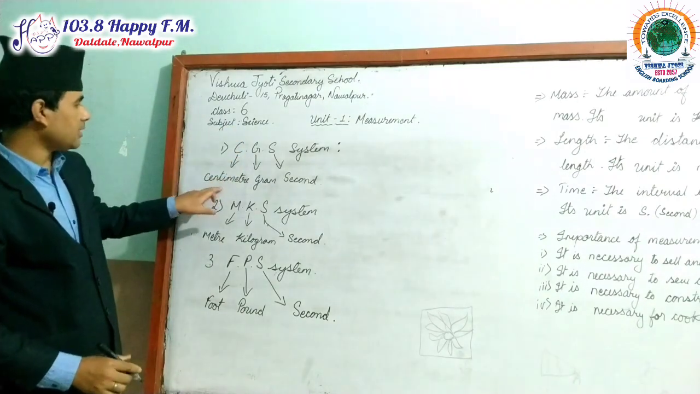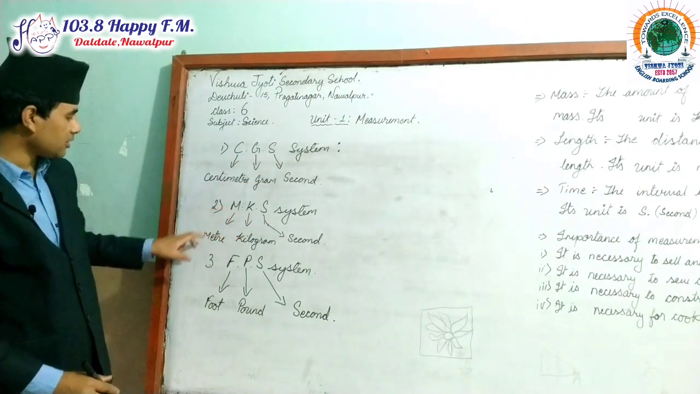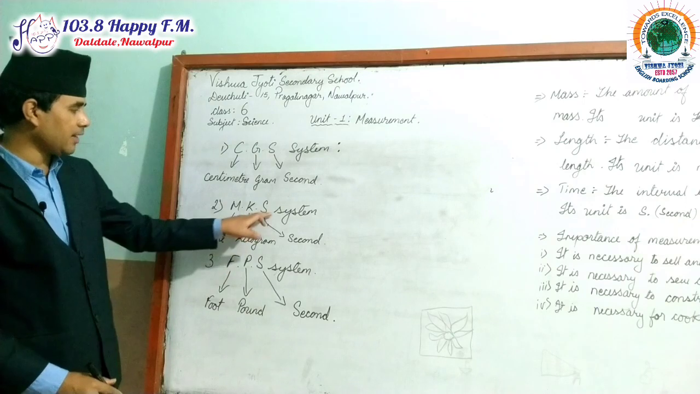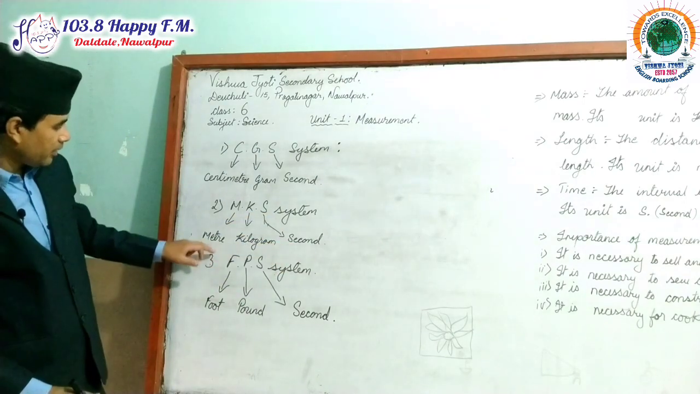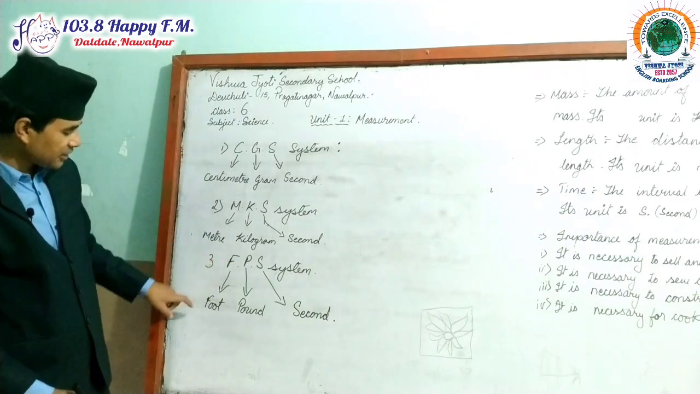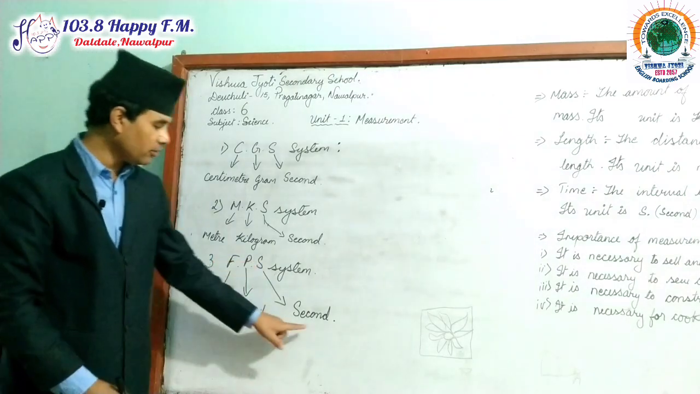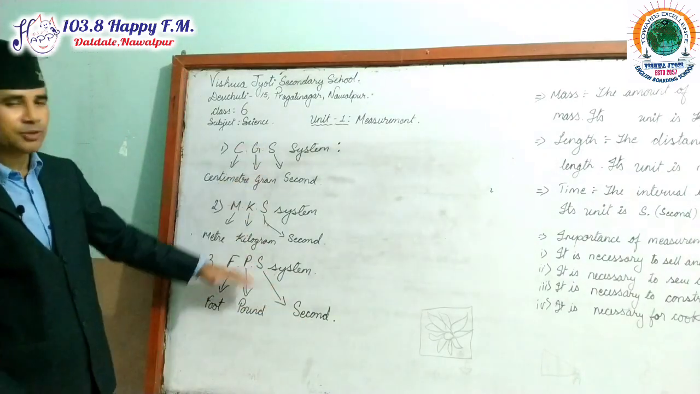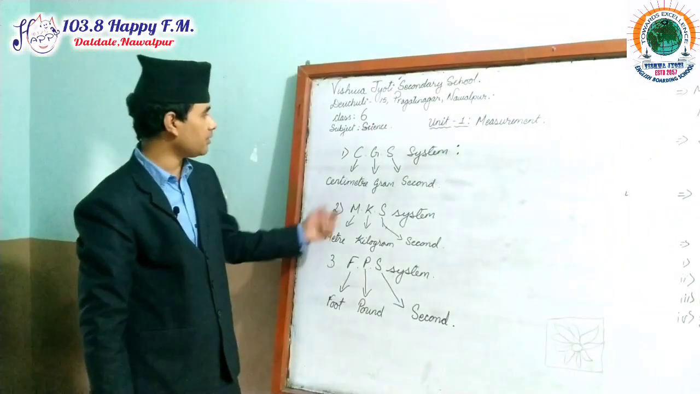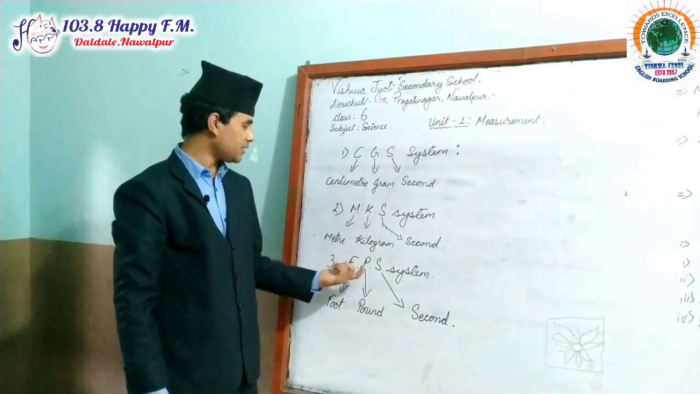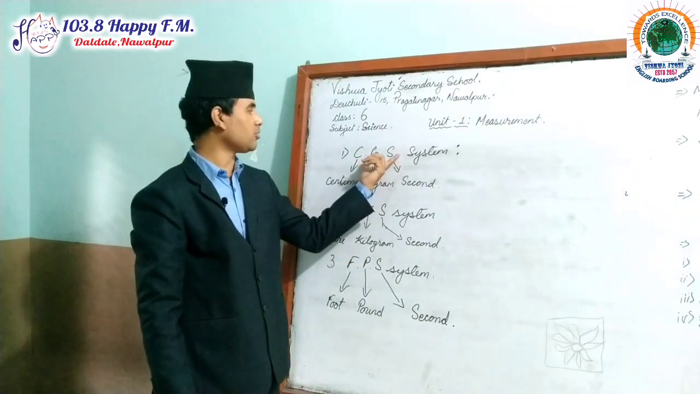Now here centimeter, gram, and second in CGS system. In MKS system, M stands for meter, K stands for kilogram, and S stands for second. Now here in FPS system, F stands for foot, P stands for pound, and S stands similarly for second. These are the basic things we should know and we should learn about the measurement of any things. This definition is very simple to remember.